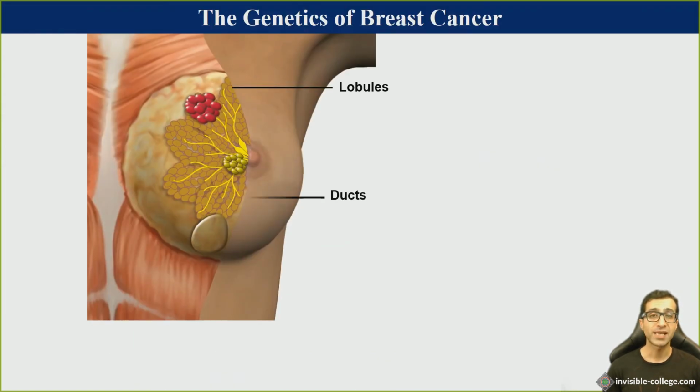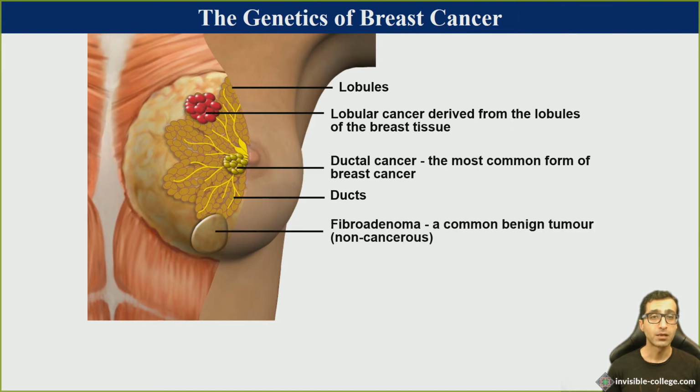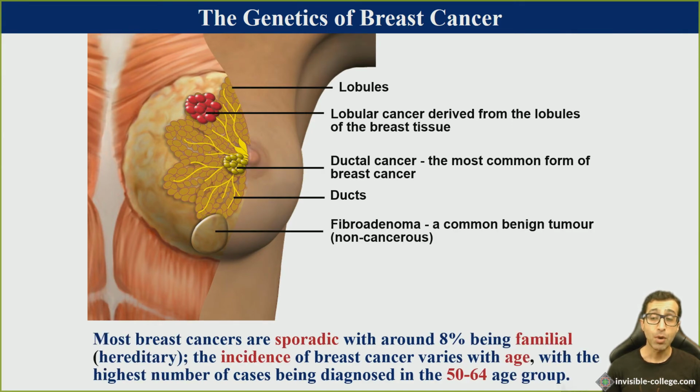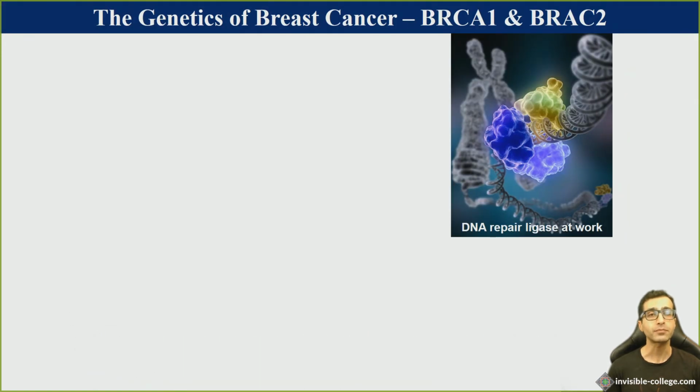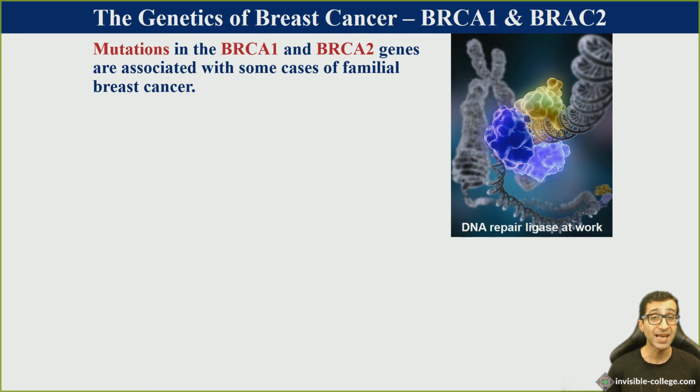So going back to the genetics of breast cancer, we can see here that most breast cancers are sporadic, with around 8% being familial or hereditary cancers. Now, the incidence of breast cancer varies with age, with the highest number of cases being diagnosed in the age group between 50 and 64 years of age. So, in terms of breast cancer, it's mutations in the BRCA1 and BRCA2 genes which are associated with some cases of familial or hereditary breast cancer.